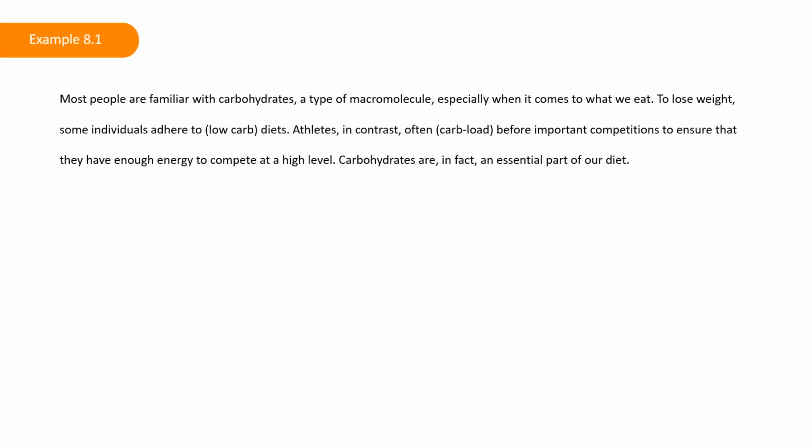Most people are familiar with carbohydrates, a type of macromolecule, especially when it comes to what we eat. To lose weight, some individuals adhere to low-carb diets. Athletes, in contrast, often carb load before important competitions to ensure that they have enough energy to compete at a high level. Carbohydrates are, in fact, an essential part of our diet.